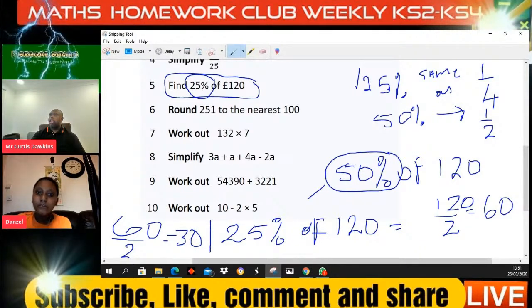Right. Now, for 25%, you half it and half it again. So basically, 25% of 120 is 30. I'm going to actually drill a few with you.